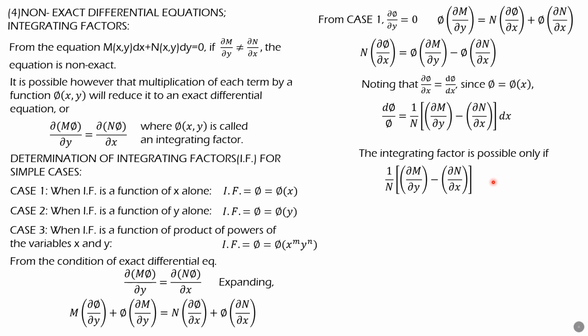So otherwise, P is not a function of x alone. So it should be f of x. All these results should be functions of x alone. So otherwise, P is not a function of x. Then from here, we replace this by f of x dx so that we can now derive the integrating factor if this is true. So integrating, we'll have ln of P equals integral of f of x dx.